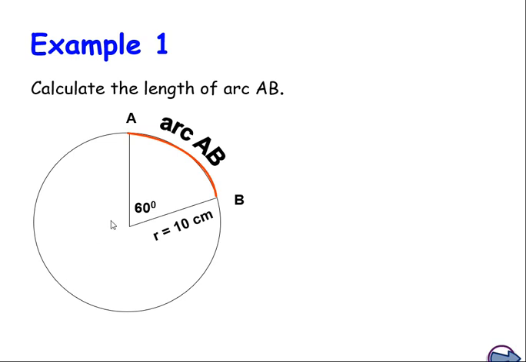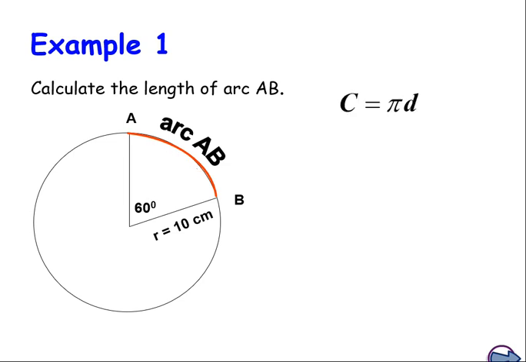Now, as you can see in the example, we are given the angle at the centre and we are given the radius of the circle, and we're going to try and work out the length of this part of the circumference, which we call the arc AB.